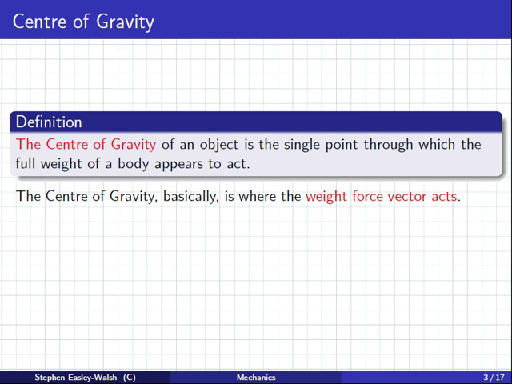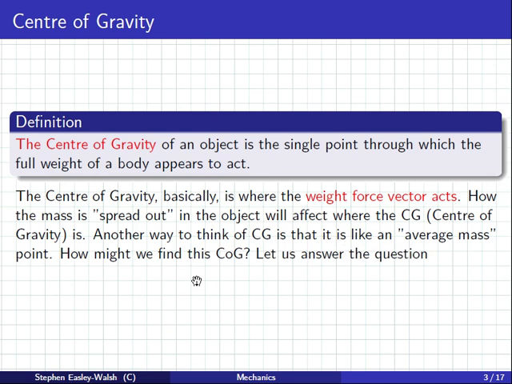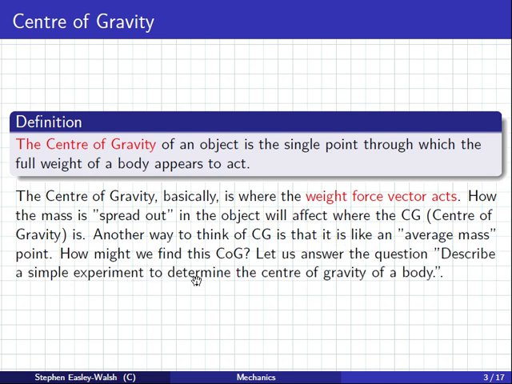You got that? Yeah, continue. Another way to think of centre of gravity is it's like the average point.